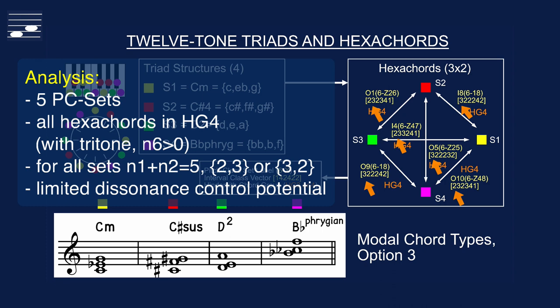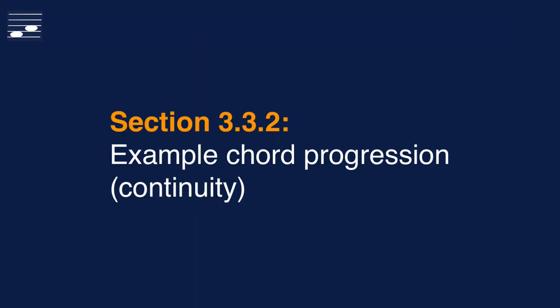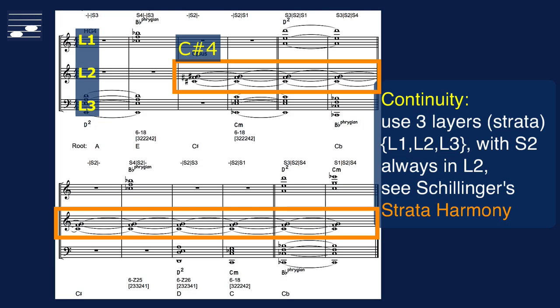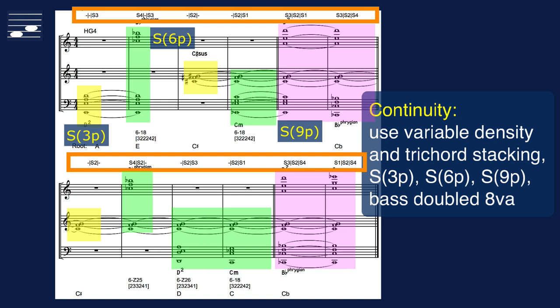in the polychord voicing. When generating a continuity, I want to show you a fresh approach in this series of tutorials. This time, I will write in 3 layers of harmony, a concept from Schillinger's strata harmony technique. Another feature is the continuous use of S2, the C-sharp sus4 chord in the middle layer. I again write variable density with either 3, 6 or 9 parts. Triad stacking in the polychords is labeled above the staff. The bass part is doubled at the lower octave. And here is the sound of this progression.